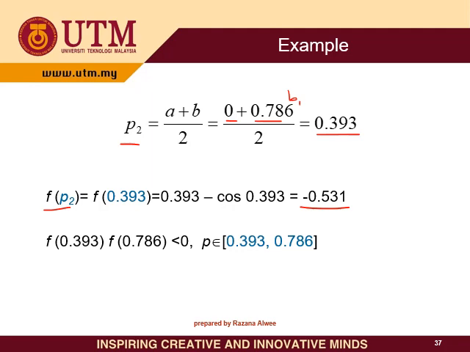So we know that this one, f(0), is negative, and this one is positive. So this one is negative. We take the interval between these two, 0.393 and 0.786, as our new interval.